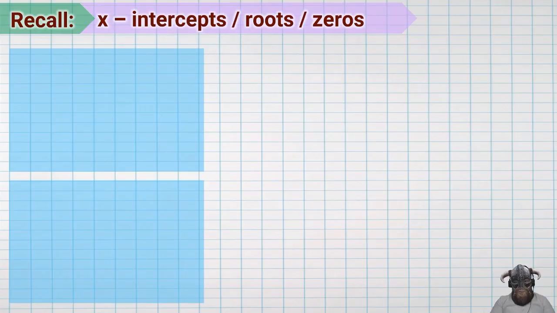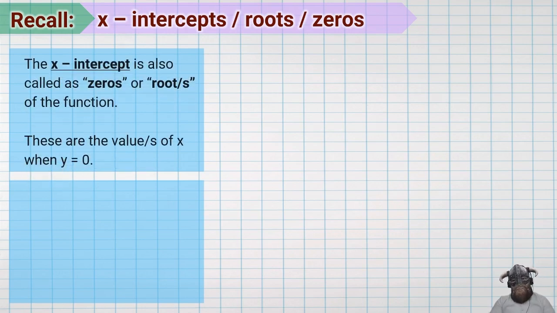Just to start, let's have a recall. We have x-intercept, roots, or zeros. Once again, the x-intercept is also called the zeros or roots of the function. These three words are just pairs of each other. These are the values of x when y is equal to 0.